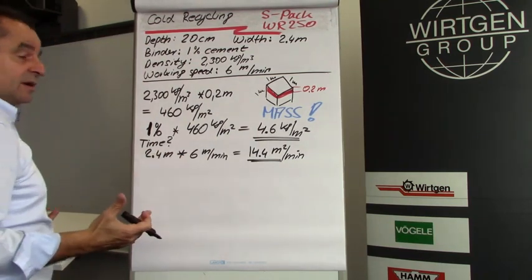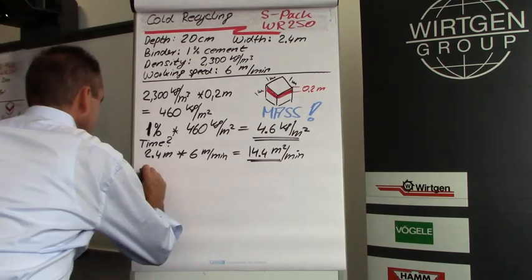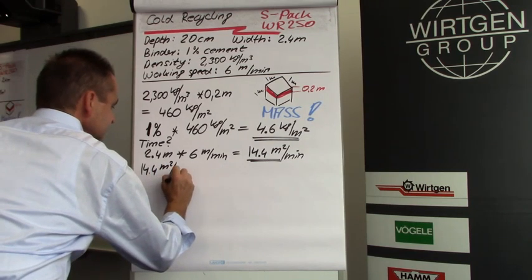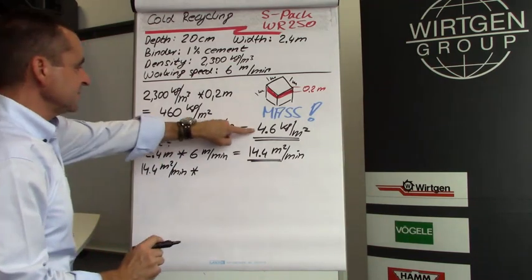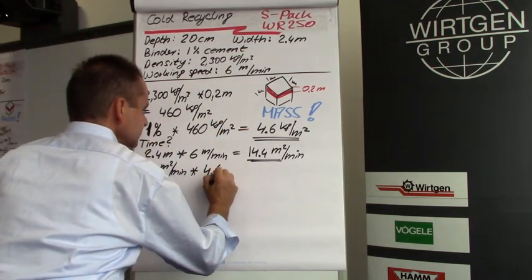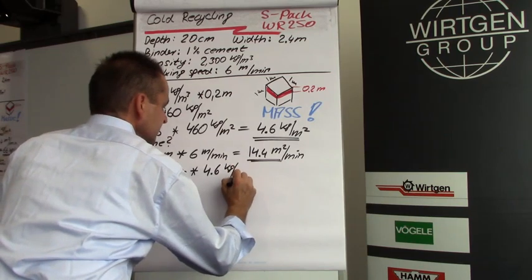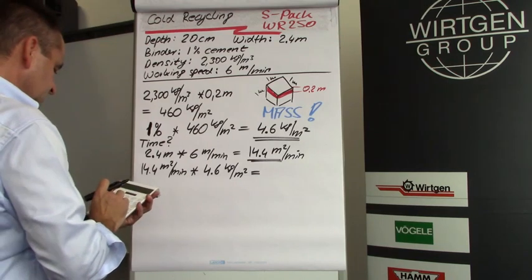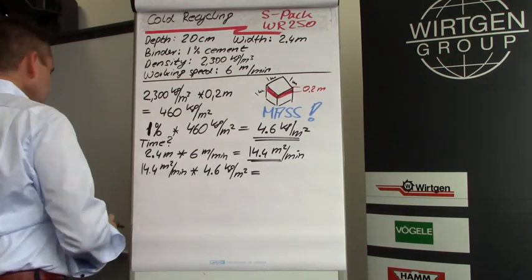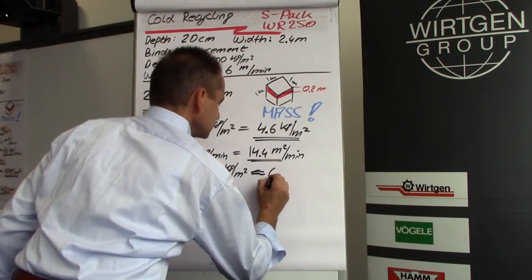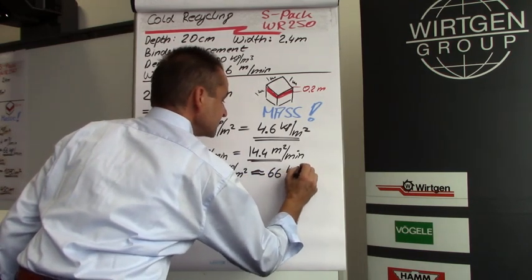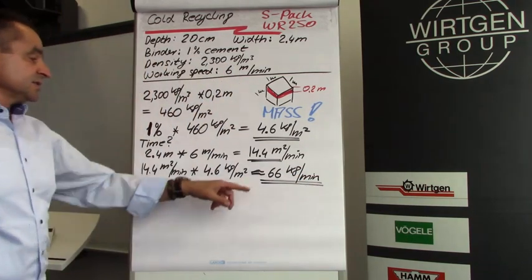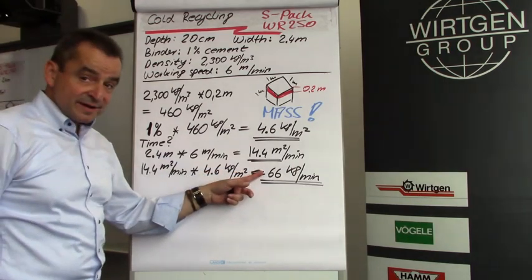Now it is easy to see how many kilograms we have to spread every minute. This is 14.4 square meter per minute times, remember, 4.6 kilograms per square meter, which equals 14.4 times 4.6, approximately 66 kilogram per minute. Now our aspect spreads 66 kilogram per minute.